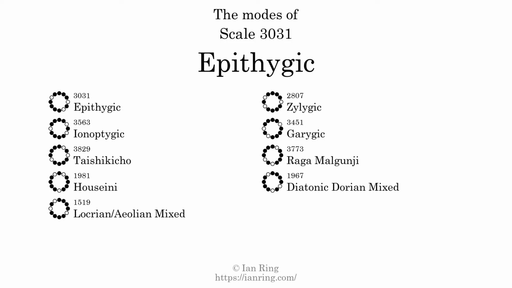The ninth and last mode is Scale 1967, also known as Diatonic Dorian Mixed. It sounds like this.